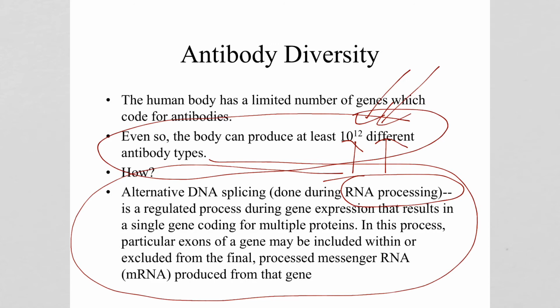We have these coding parts of our DNA called exons and non-coding parts called introns. What's an exon in one situation may end up being an intron in another situation. When you get to our unit on genetics, you'll get much deeper into this. But for right now, just realize that one gene can code for different proteins. So even though we only have a few genes that code for antibody proteins, we can make millions and millions of specific different antibody proteins.